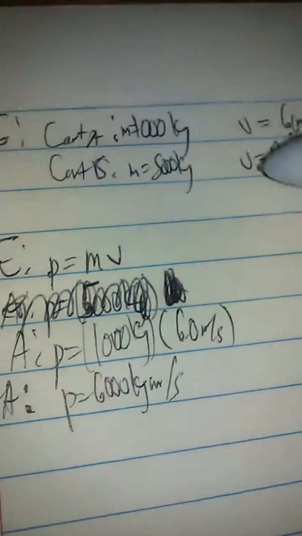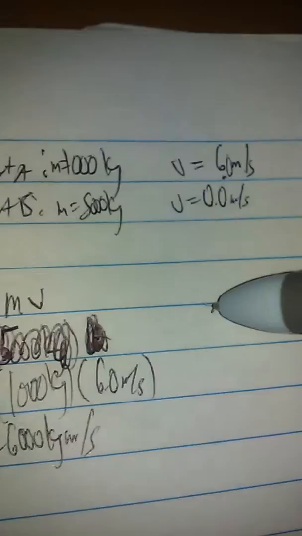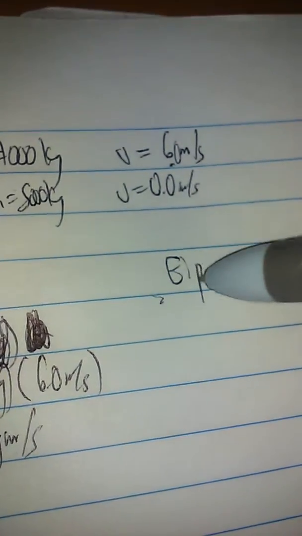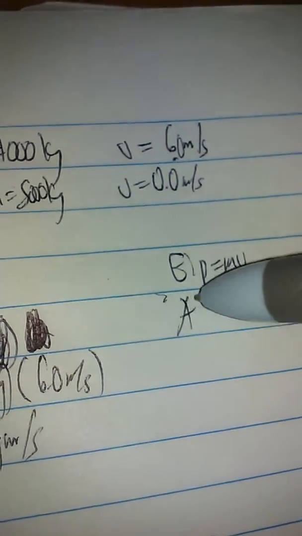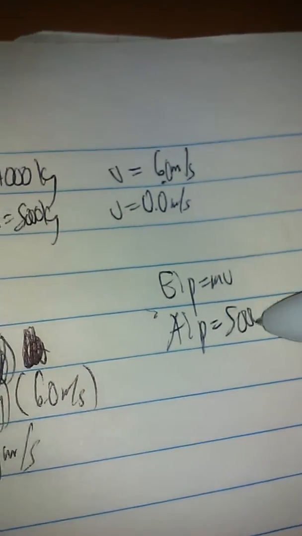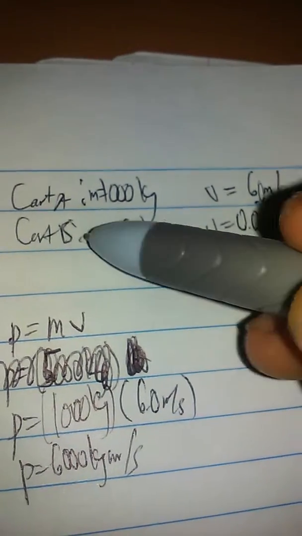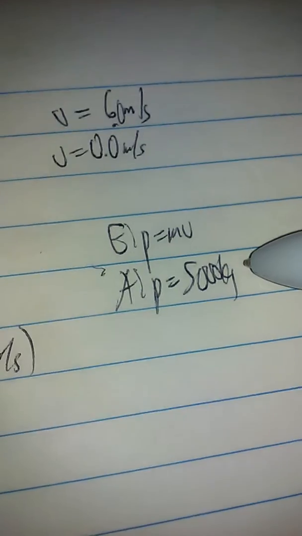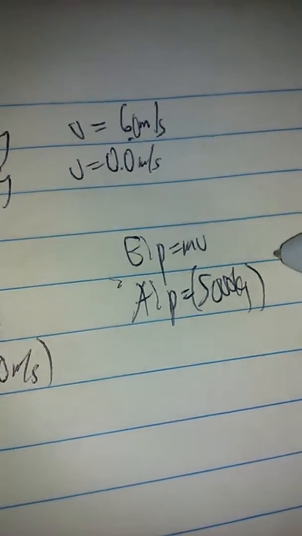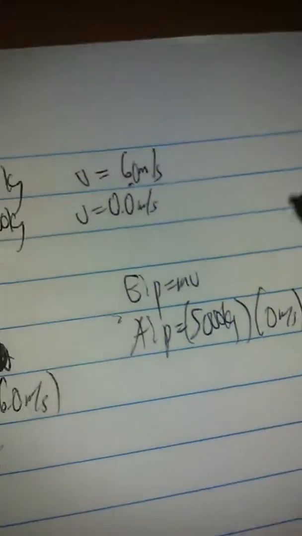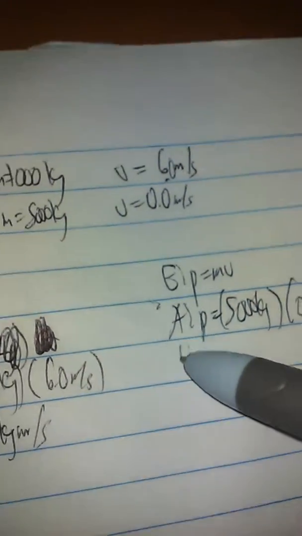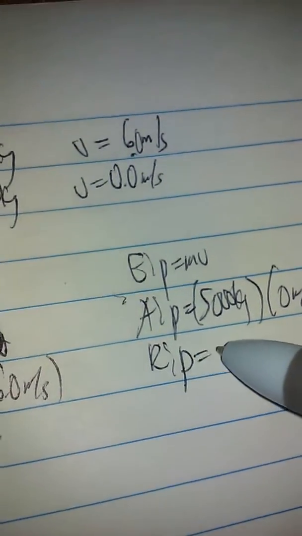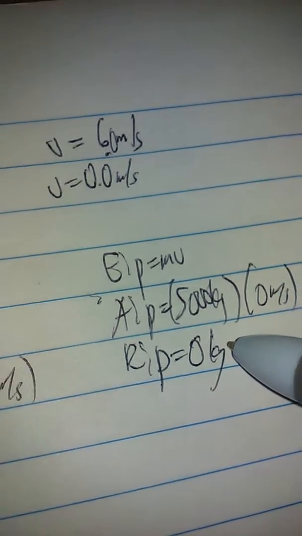Now cart B. Let me write the equation again: P equals mv. Fill it in. Cart B had a mass of 5,000 kilograms, right? It says right there, cart B, 5,000 kilograms, and a speed of 0. So that will be 0. So the momentum for B, P, is 0 kilogram meters per second.